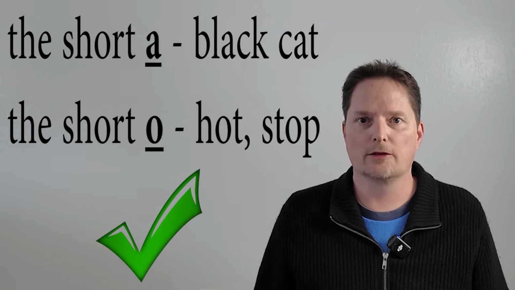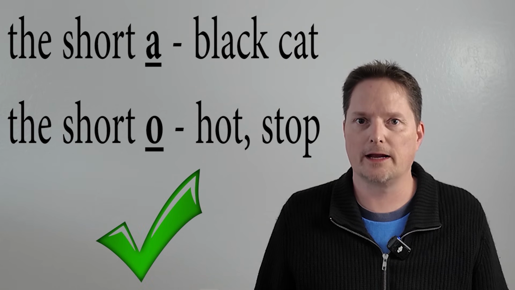So remember, the short A sound, made by the letter A, is in the words black cat. And the short ah sound, made by the letter O, is in words like hot and stop.